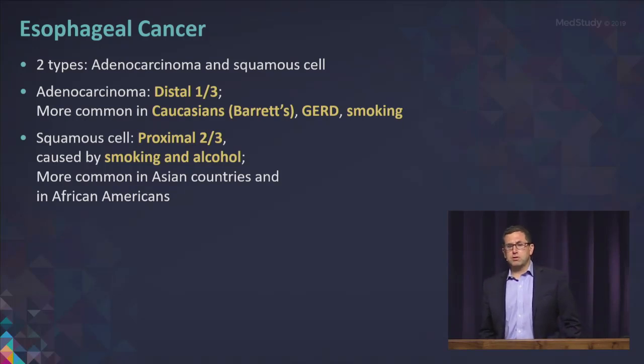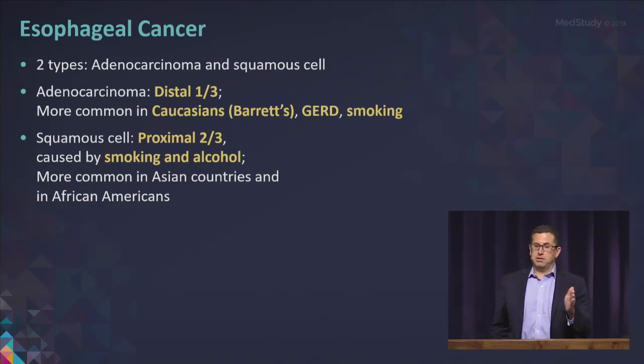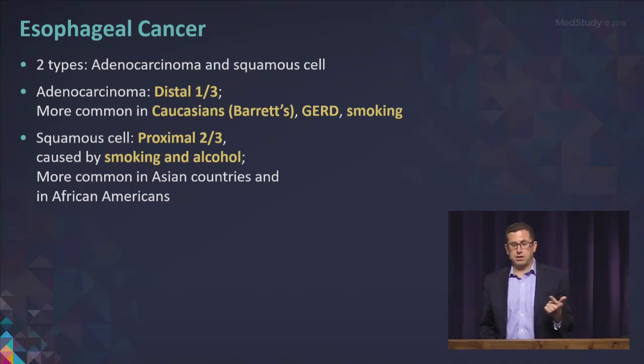So esophageal cancers, there are really 2 types. There's adenocarcinoma and squamous cell. So generally adenocarcinoma is in the distal third of the esophagus and squamous is in the proximal third, okay? The risk factors are similar but slightly different for these 2 types. So for adenocarcinoma, the risk factors would be Barrett's esophagus. There's a higher risk in Caucasians, GERD, and smoking. For squamous cell, this is more commonly seen in African Americans and Asian countries and is also caused by smoking and alcohol.